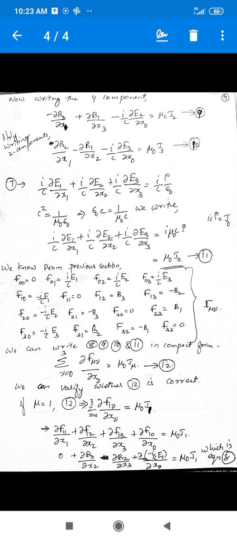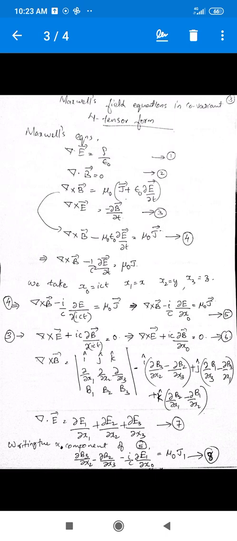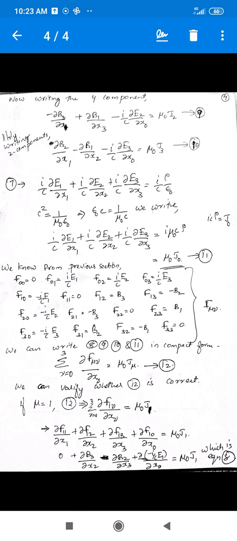So finally we found that all the 4 Maxwell's equations in relativistic electrodynamics become one equation, which is in the form of the field tensor. Remember this equation 12 very well, which is sigma nu 0 to 3 dou F mu nu by dou x nu is mu 0 J mu. I hope you understood.